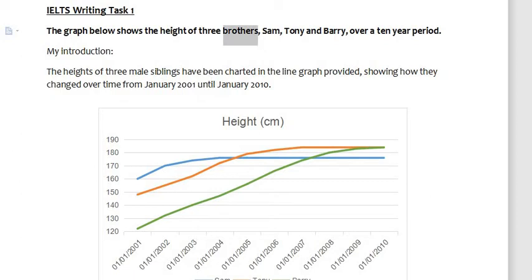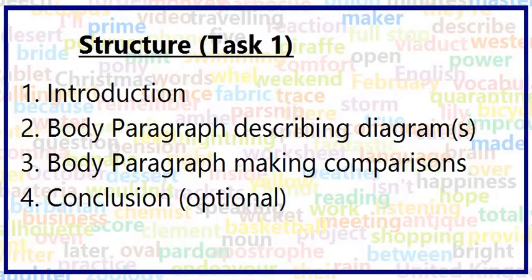For example, I've taken the word "brothers" and exchanged it for the phrase "male siblings." In the question it said "graph," but I've been more specific and written "line graph." And here in the question we have the phrase "10-year period." I've expanded that out to say "from January 2001 until January 2010." I don't want to be listing all of the years here, but naming the first one and the last one is a good option. Now we're going to move on to our body paragraphs, describing the diagrams and making comparisons. For this writing, I'm not going to include a conclusion.